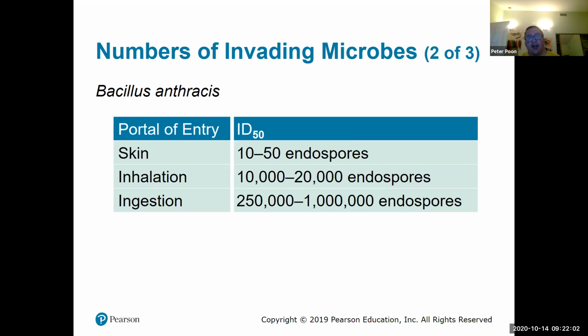So for skin, to get through the portal of entry of the skin, you only need 10 to 50 endospores. So if you have a cut in your skin, it's very easy to get anthrax. That's why if you cut your skin and dig in the soil, that will lead to infection, no problem. When you inhale it, you need about 20,000 endospores, about 100 to 1,000 times more. And for ingestion, you need 250,000 to 1,000,000, about another 100-fold more to get to the same risk of infection. So anthrax can easily spread through skin and puncture wounds.